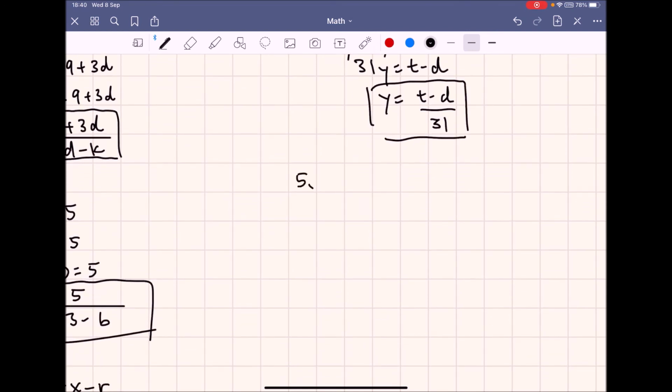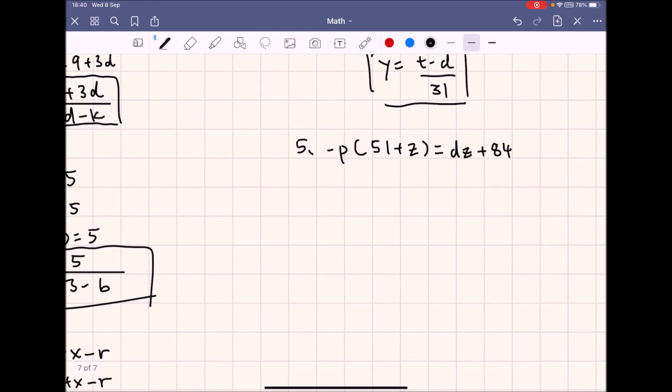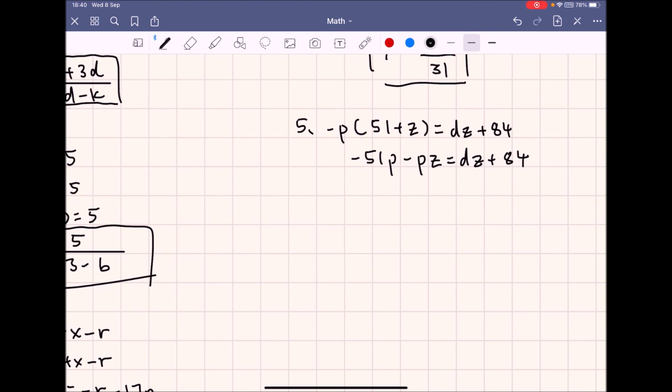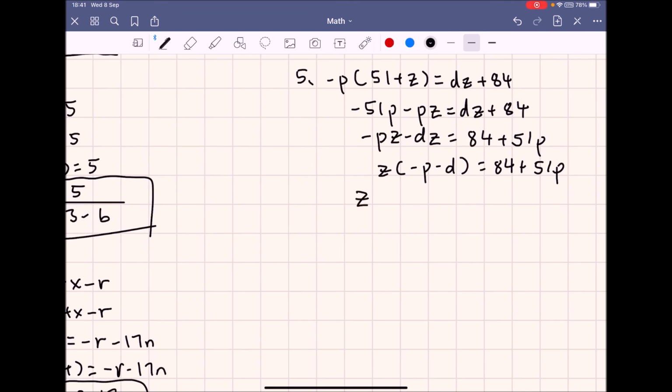Okay, negative tp times 51 plus z equals dz plus 84, and distributing into the parentheses you get this, and you need to solve for z, so move z to one side of the equation, get negative pz minus dz equals 84 plus 51p, factor z out, get z times (negative p minus d) equals 84 plus 51p, and you can divide it over and get z equals 84 plus 51p over negative p minus d.